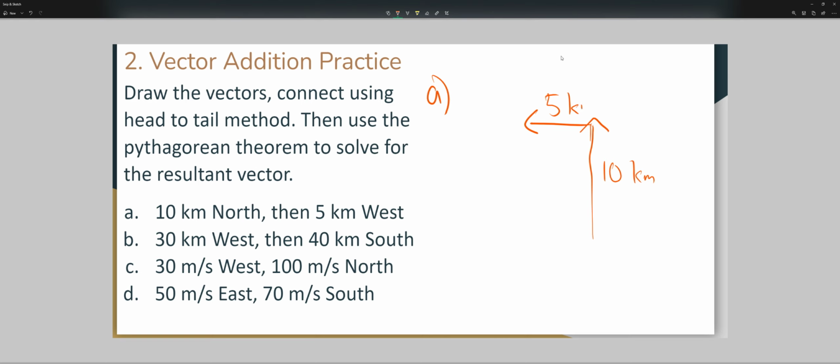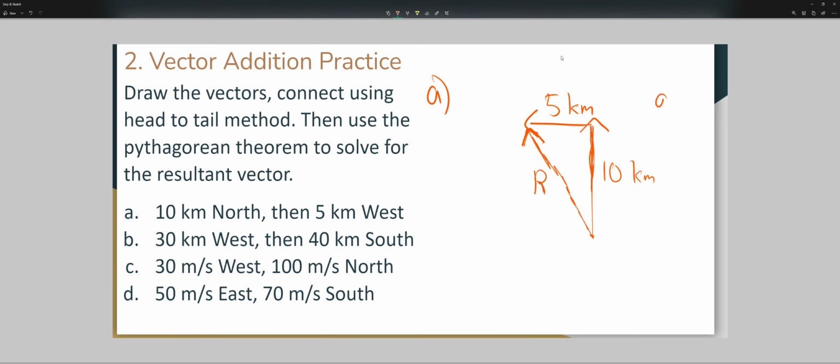5 kilometers west. And this is how you would properly draw a diagram like this. And now I need to connect, right? I need to add these two vectors. What do these two vectors give me? I'm going to start here, and then draw the arrow there. And we'll label this R.